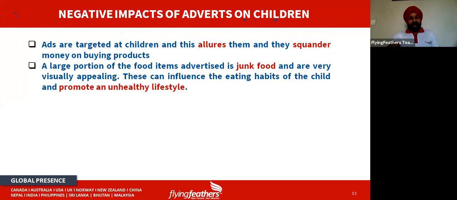Next is that a large portion of food items advertised is junk food and very visually appealing. These can influence the eating habits of the child and promote an unhealthy lifestyle. Now, I told you about advertisements regarding food, everywhere, in restaurants, in malls, wherever we go, or even when we watch a movie, there also we see advertisements, on television, on internet, everywhere we see advertisements on food, right? So McDonald's is one of the examples.